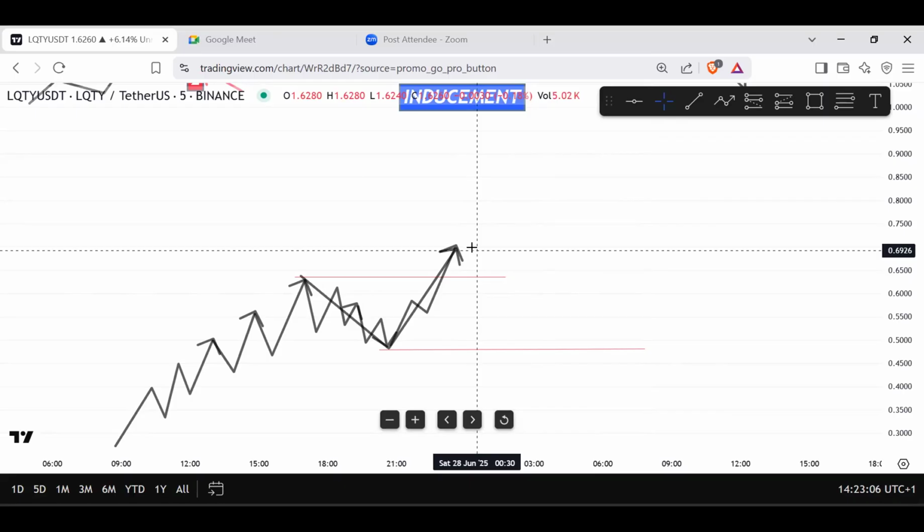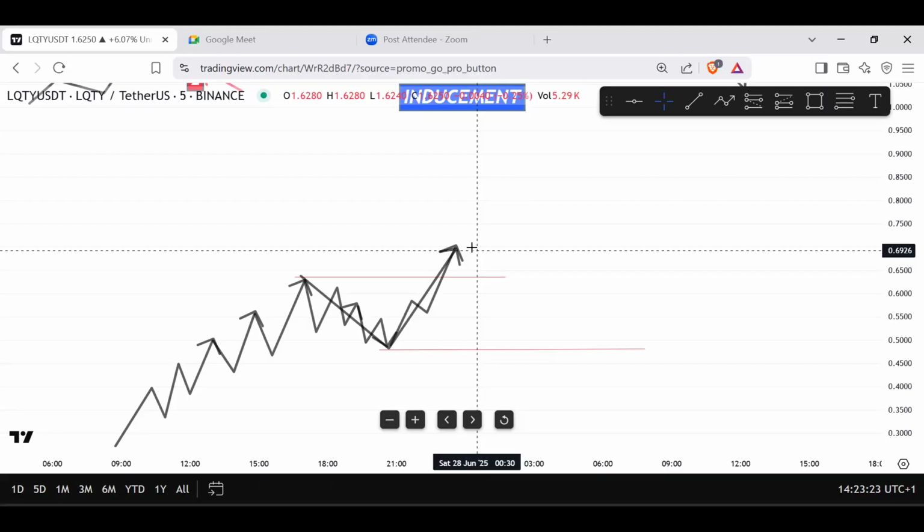So that when you open your chart, you know that, okay, the market is making an impulsive move, or the market is making a correction.